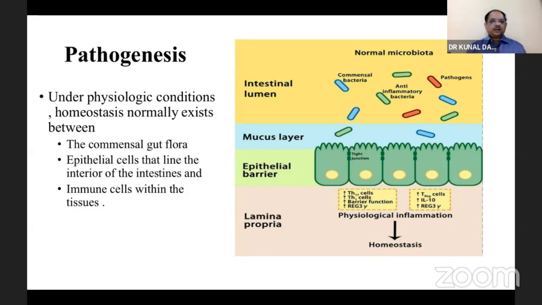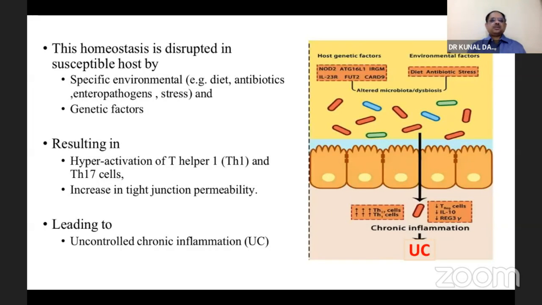Epithelial cells that line the interior of the intestines, and the immune cells within the tissues which are there. So when this homeostasis is disrupted in a susceptible host, there may be certain specific environmental issues like diet, antibiotics, enteropathogens, stress, which may lead to disruption of this homeostasis, leading to the clinical presentation of ulcerative colitis.